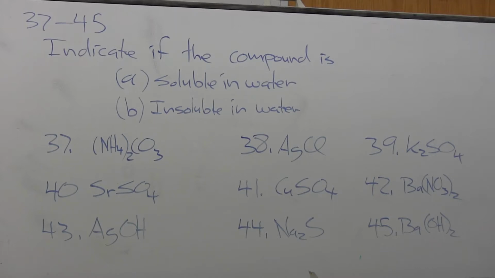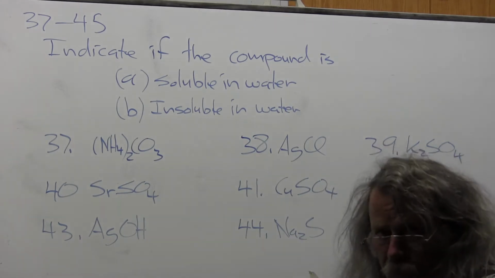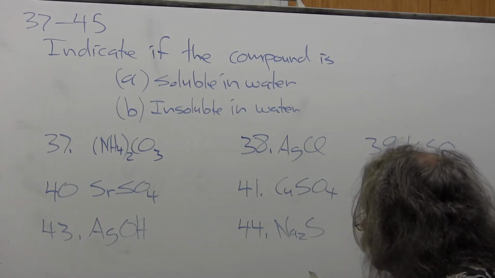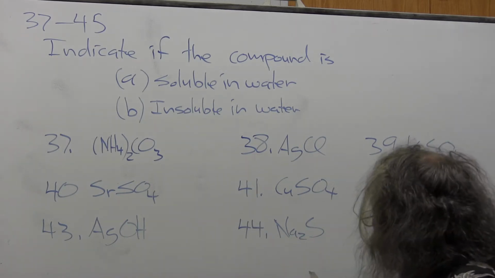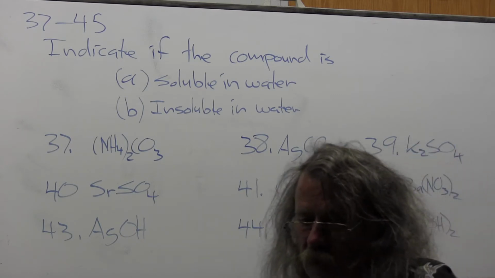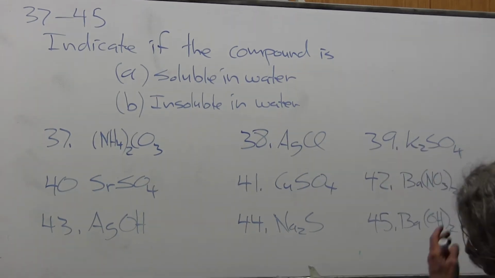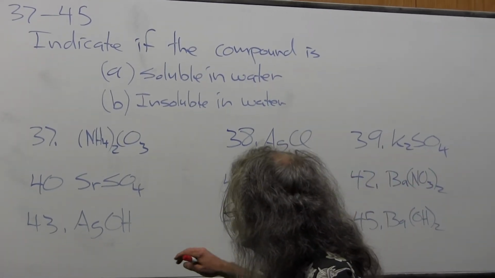This is practice midterm 2, problems 37 through 45. The questions are: indicate if the compound is A, soluble in water, or B, insoluble in water. So this is just a straight up application of the solubility rules, and those you've all got burned into your brains by now.